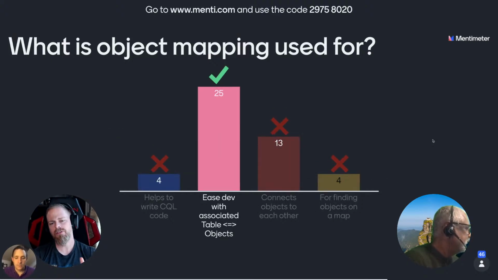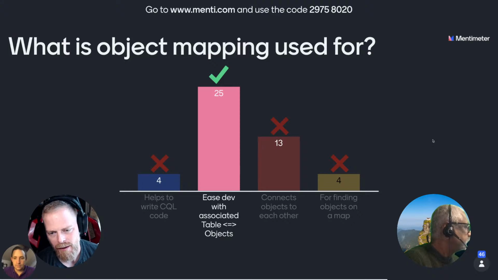All right, a little bit more of a spread, but the most of you got this right. Yes, to ease the development associated with associating tables to objects. And it doesn't really help you write CQL code because a lot of times you're doing it in a more fluent style anyway. You're kind of breaking up the CQL, and it's not responsible for connecting the object, right? That's where the session comes into play, etc.